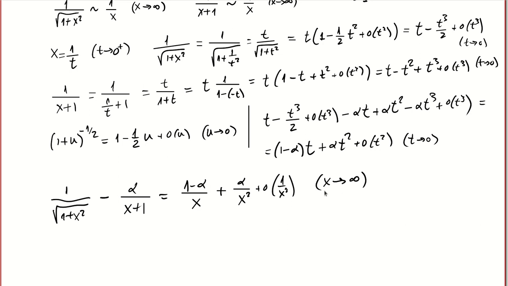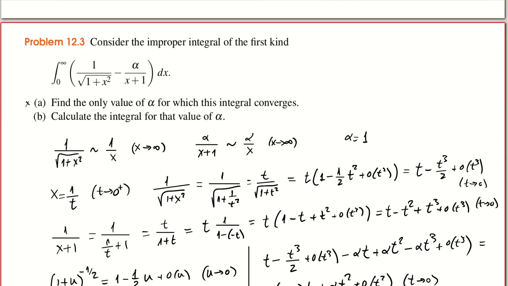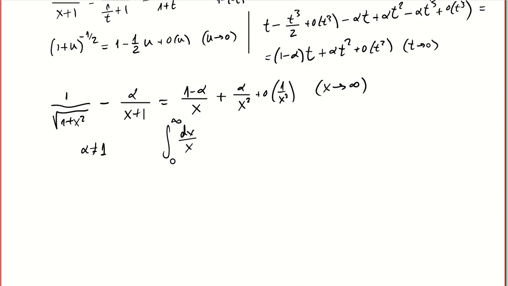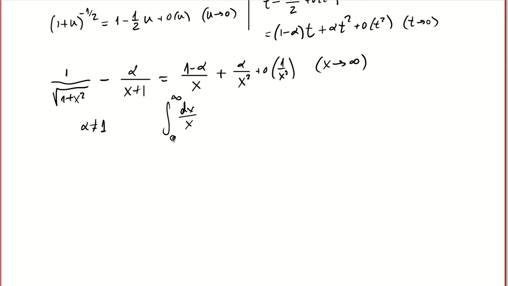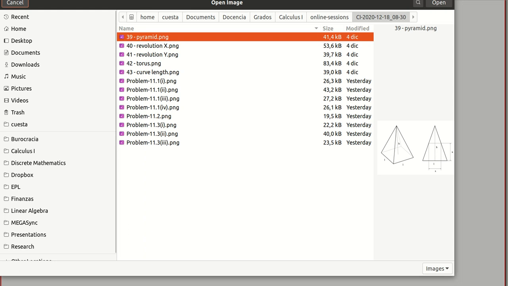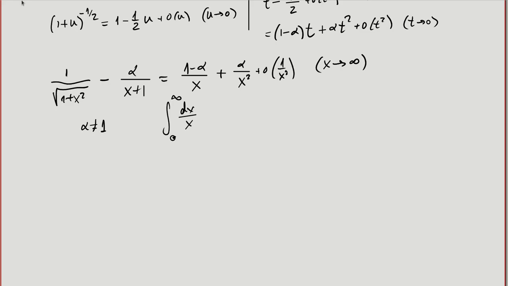Okay, so now we have everything that we need, because if alpha is different from 1, the leading term is this, and the integral of 1 over x from 0 to infinity, well, actually it's not from 0, is it? Oh yeah, it's from 0, but at 0 this integral is not singular, right? So all that matters is what happens at infinity. So we can just study what happens with this integral from, let's say, from 1, right?